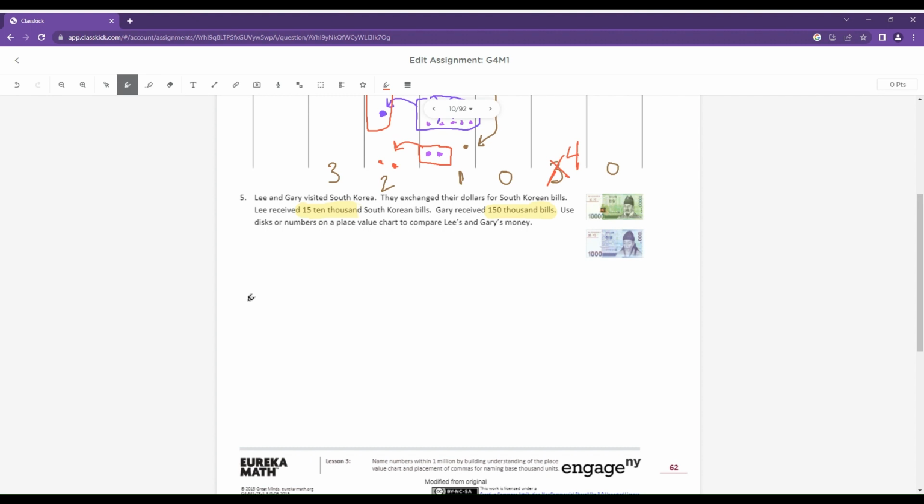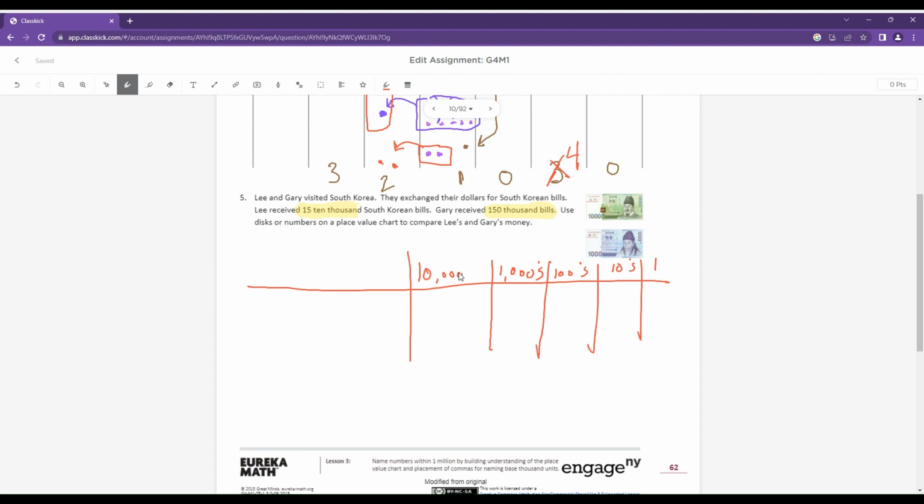So let's start with our place value chart. It's probably a good place to start. Here's our ones. Here's our tens. Probably not going to use those. Hundreds. Here we have our thousands. Here we have our 10,000s. 100,000s. And lastly, here's our millions place value.